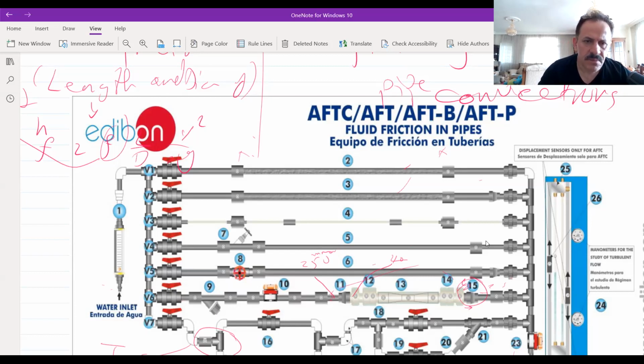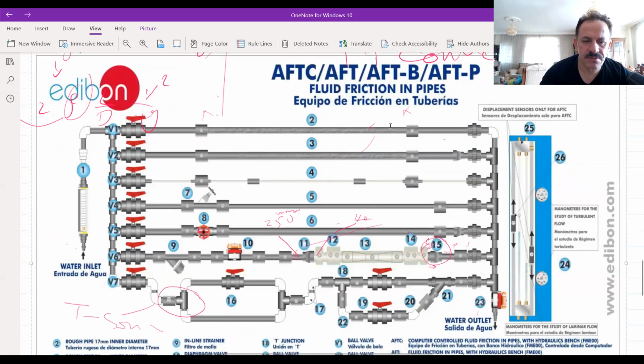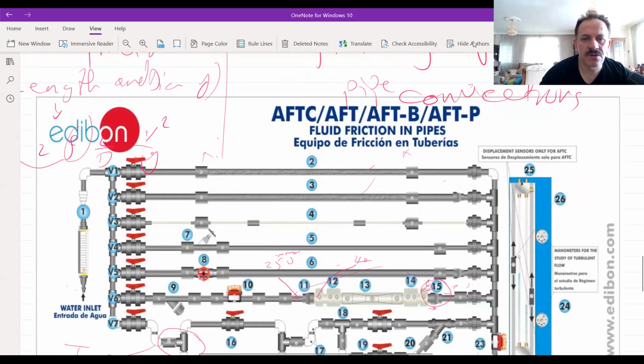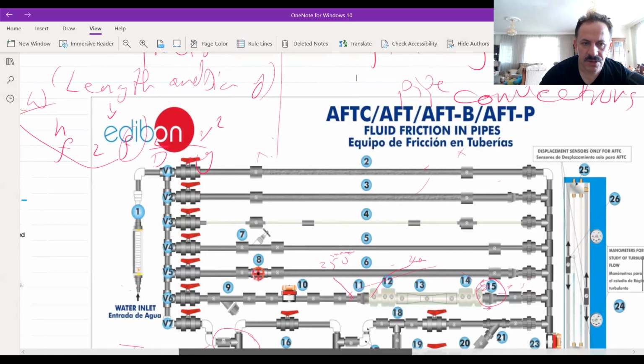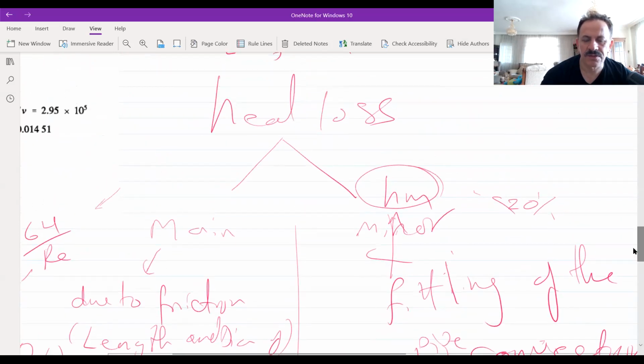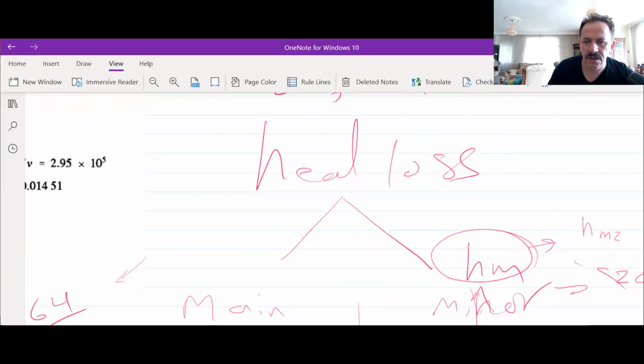Now, how can we measure the head loss through these pipes? The velocity plays a very important role in how to calculate the minor head loss. So in general, the minor head loss is a function of the velocity, the kinetic velocity.